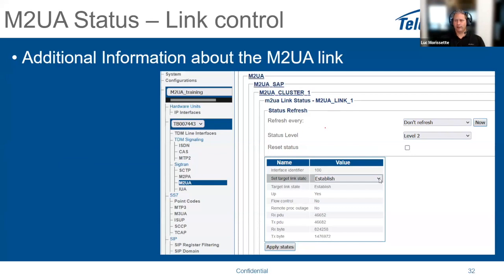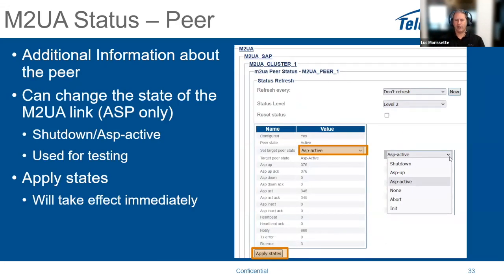When you click deeper on that M2UA link, you can see the same information here, but you can also change the level to get a bit more information about this M2UA link. So each M2UA link will have different statistics. You can do the same for the peer. So if you click on the peer segment, you can see if it's configured, if it's active, how many packets were being sent there, and if you saw errors, you can see all of this here.